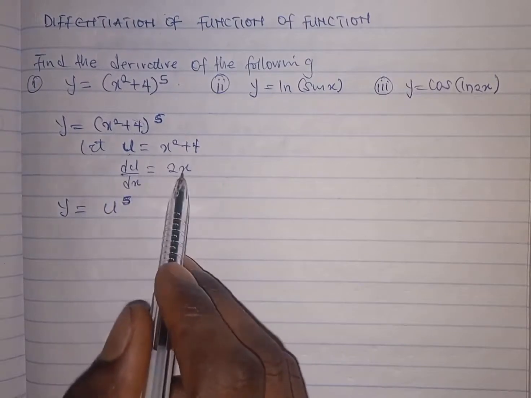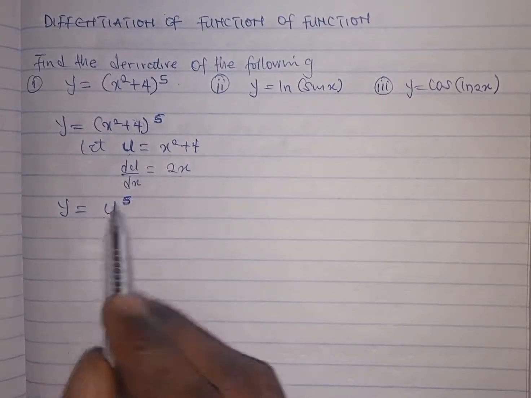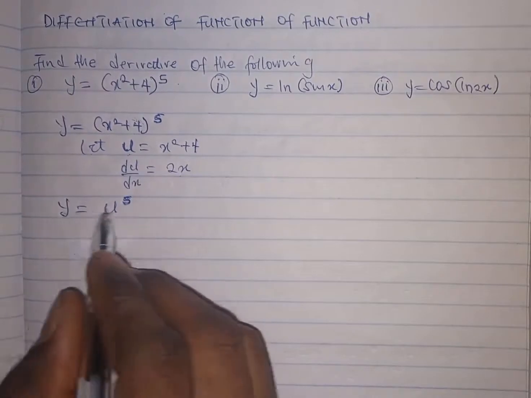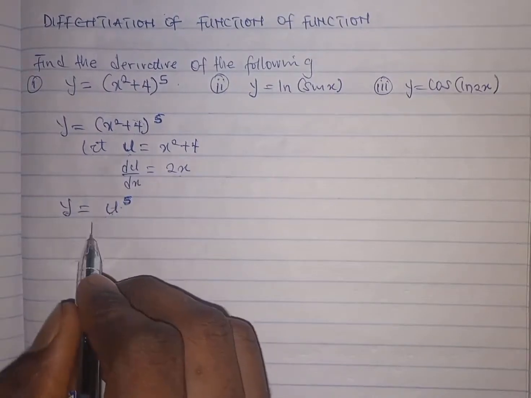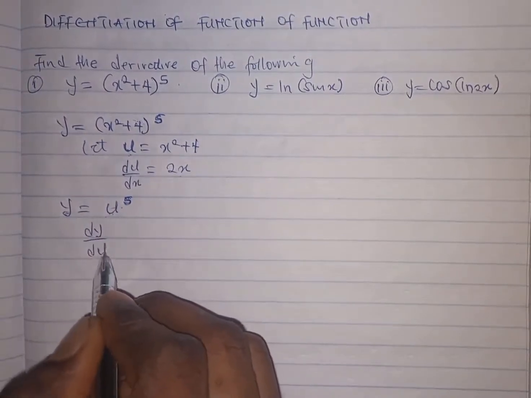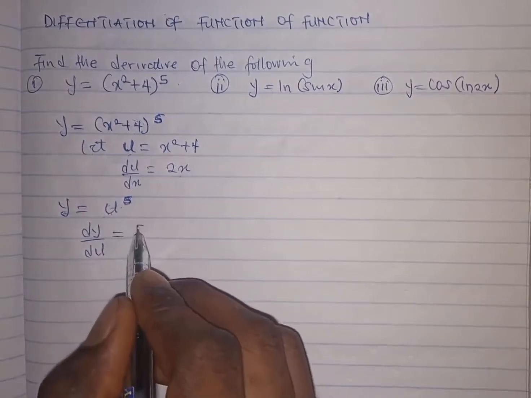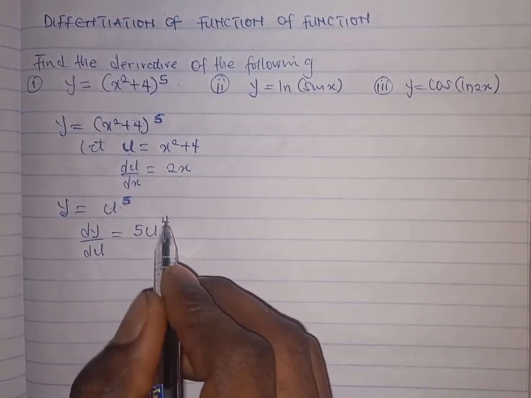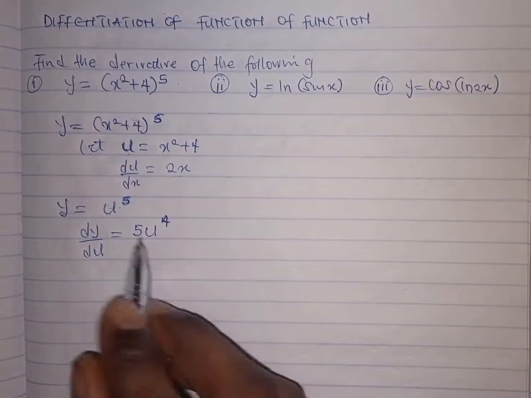Cleaning it is finding a derivative. Now you want to clean the room, so that means you want to find the derivative of this. So dy/du will be equal to what? That is 5u raised to the power of 4. So you have done it.